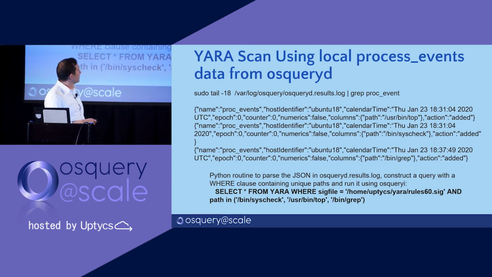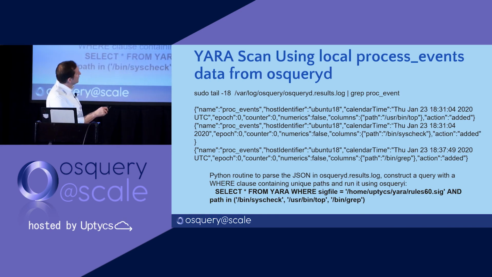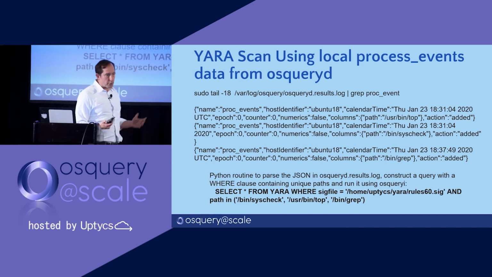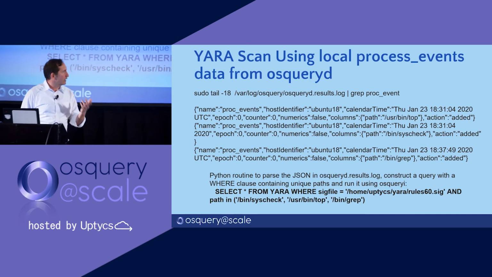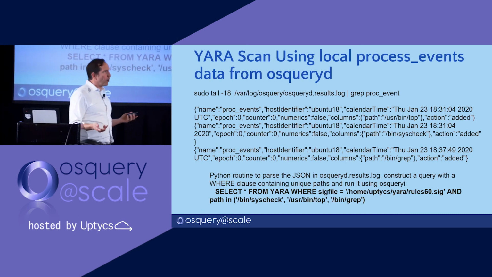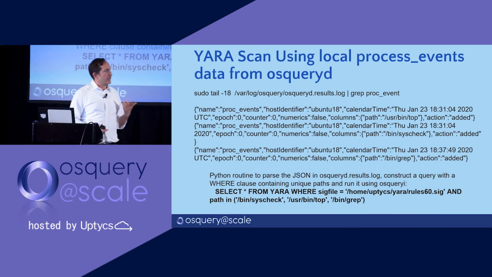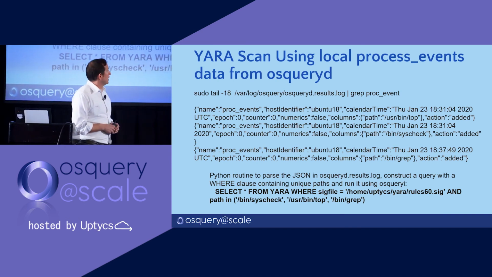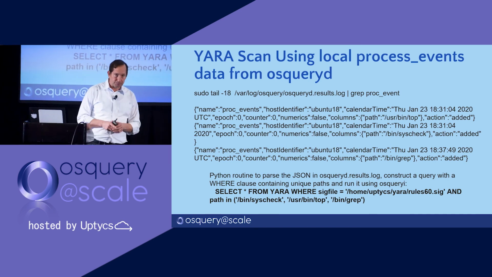Select star from YARA, where the SIG file is X, and then the path is in the paths that we're seeing here in our JSON output from osqueryd. So this is just a simple little routine. If you're running osqueryd and you've got the output in a file, you can use this to regularly do YARA scans based on all of the unique paths that you see in your process events table.